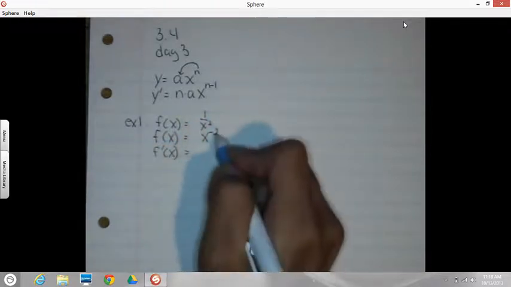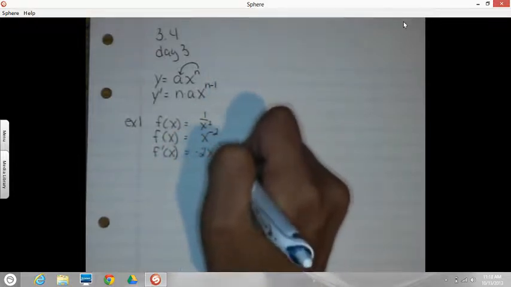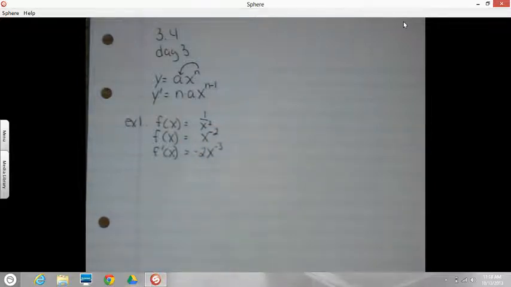Notice how I didn't say I did derivative yet because I didn't. All I did was rewrite this equation with a negative exponent. Now I'm going to do the power rule, so now I'm doing the derivative, so I've got the right notation. So the negative 2 comes down as a multiplier, times x to the 1 less power, gives me negative 3, and that one's done.